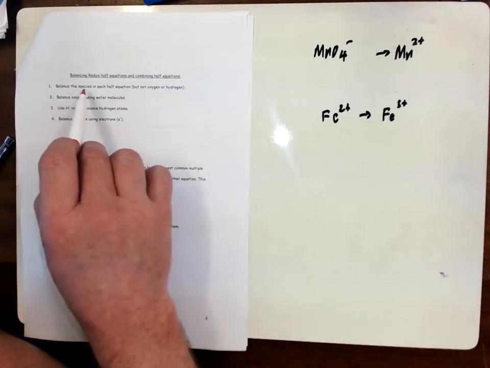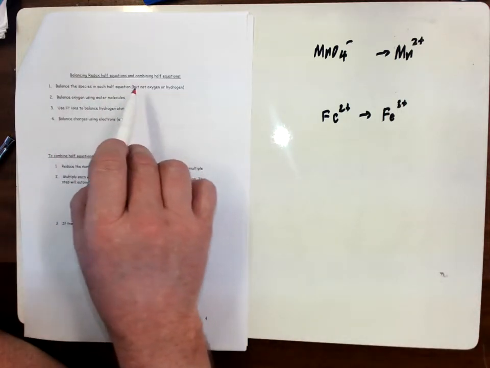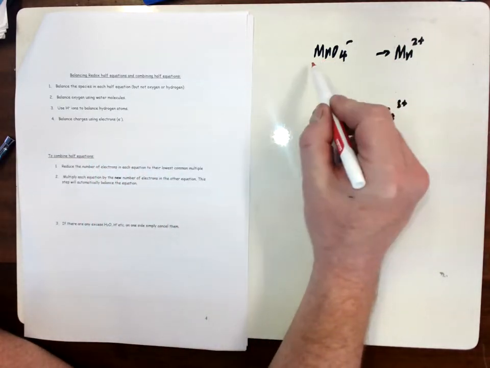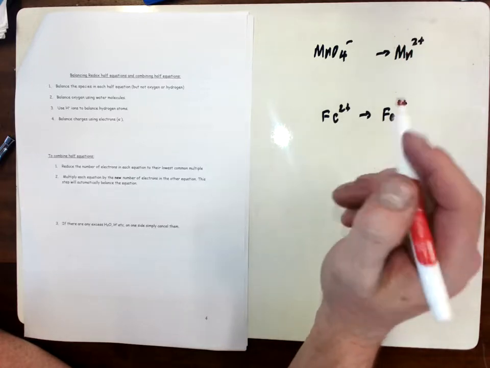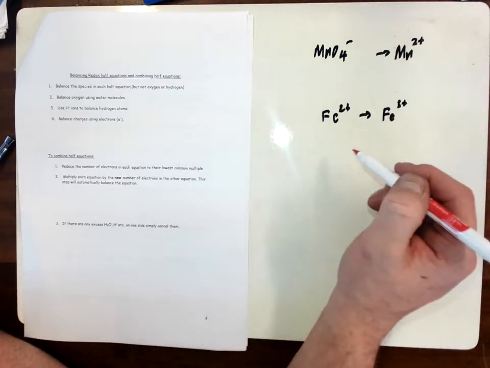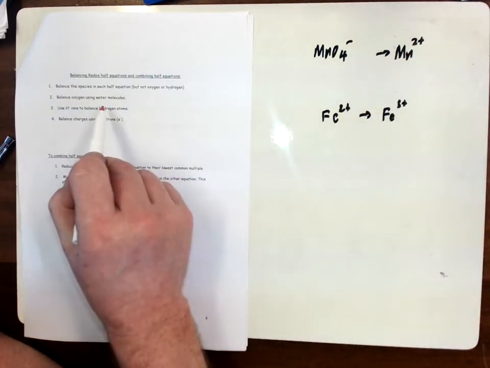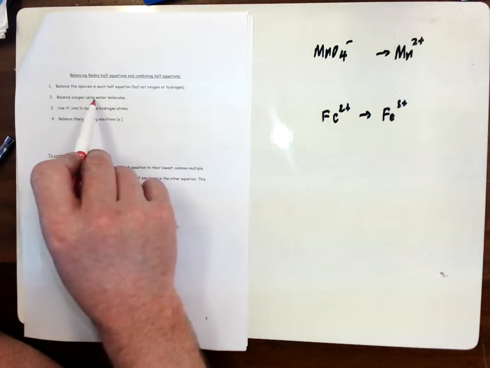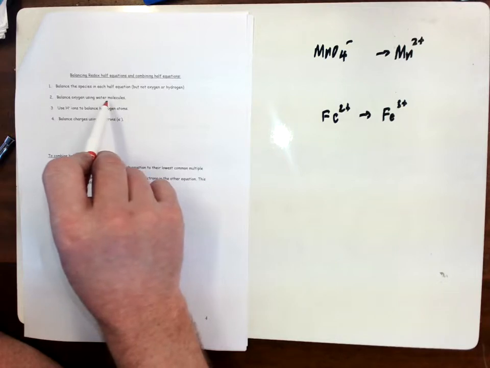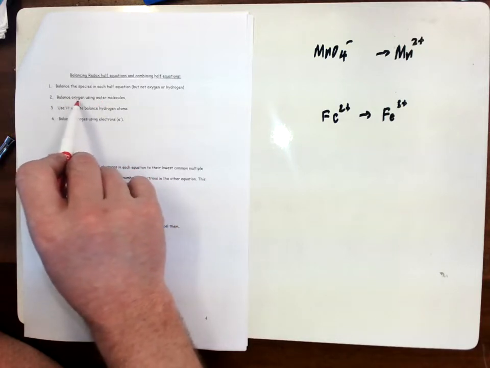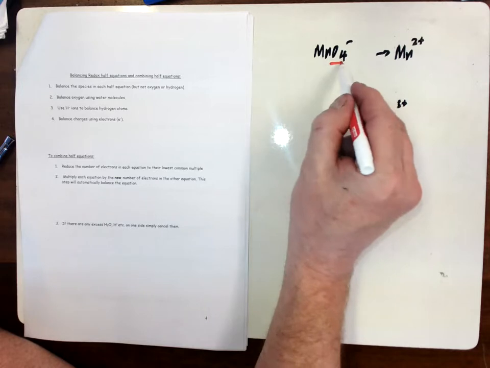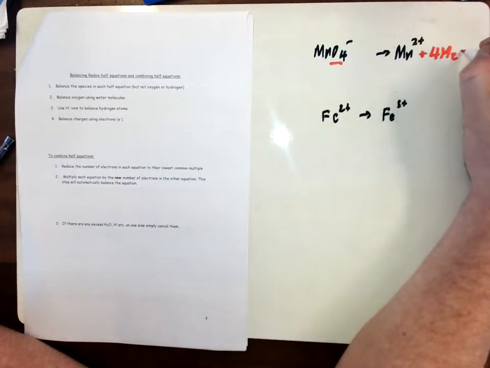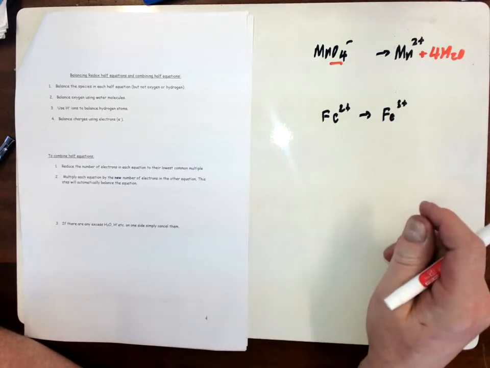So we balance the species in the half equations, but we leave oxygen and hydrogen alone. Well, that means manganese here. So we've got one manganese here and one manganese here. Done. And there's only iron there, so that's actually nothing to do in this step here. We then use oxygen to balance water. We balance oxygen using water molecules. We have 4 oxygens there, so I need 4 water molecules there. We have no oxygens down here, so we don't need to worry about that.